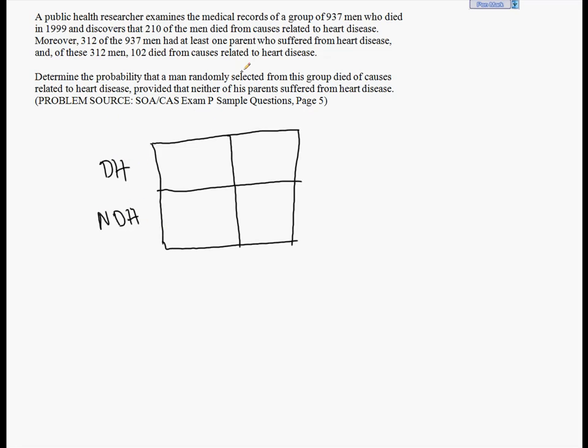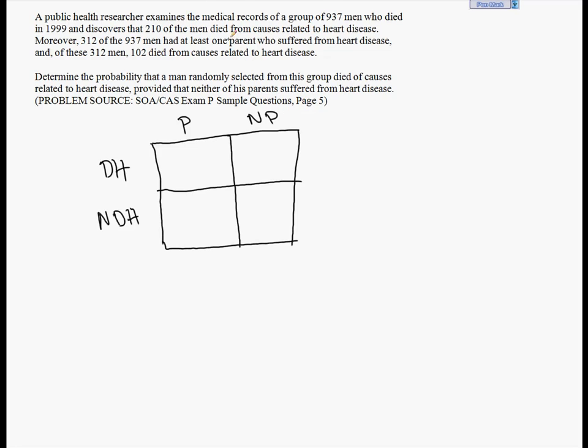And then similarly, we'll talk about the person's parents. So we're talking about men who had at least one parent who suffered from heart disease. Okay, so we'll say parent and not parent to describe people whose parents suffered from heart disease, and then people whose parents did not suffer from heart disease.